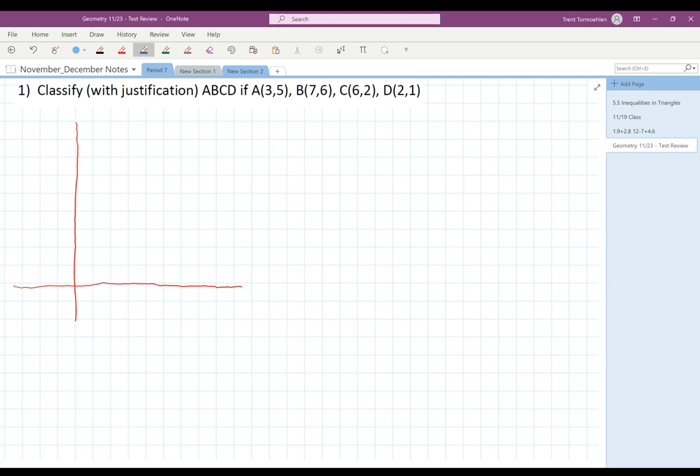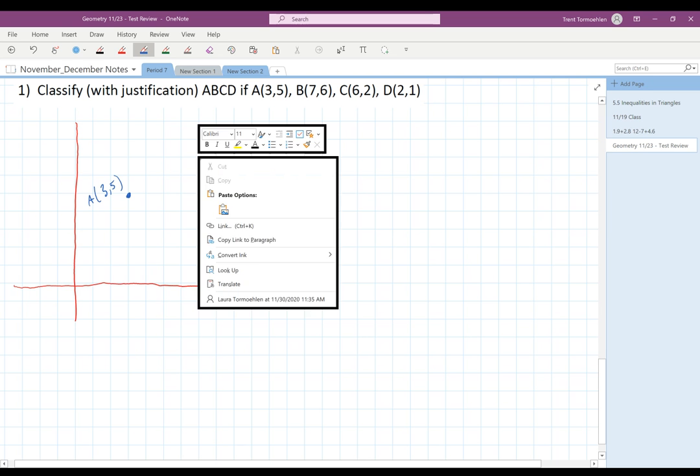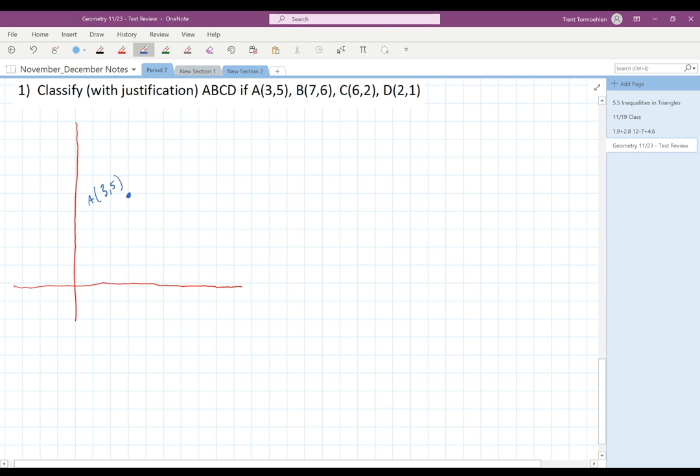A is 3, 5. B is 7 over 6 up. C is 6 over 2 up. And D is 2 over 1 up. And so we need to do this.